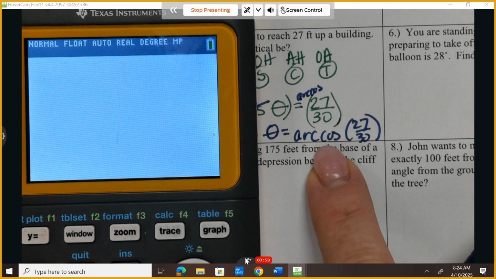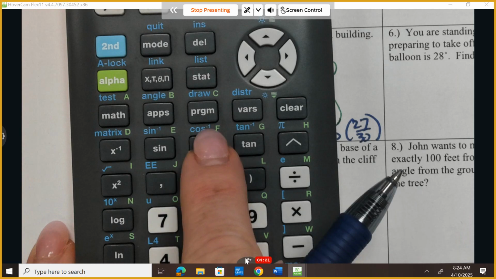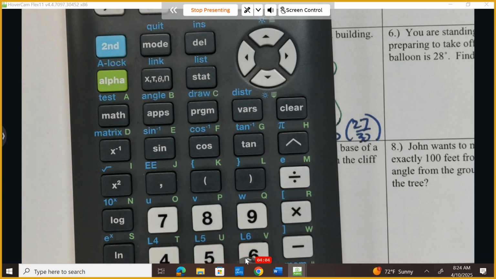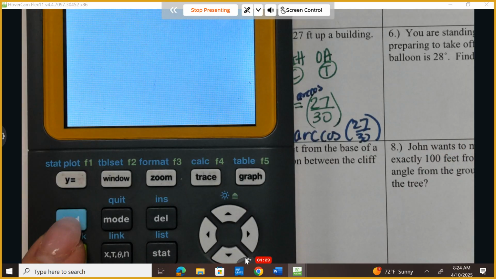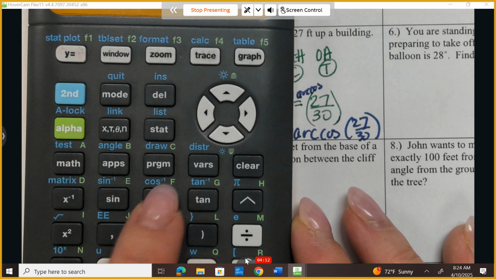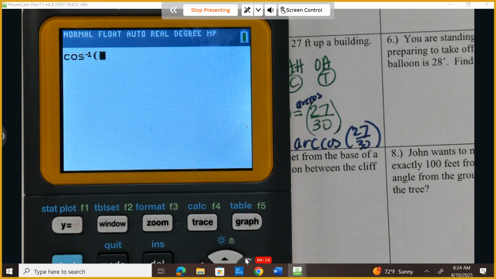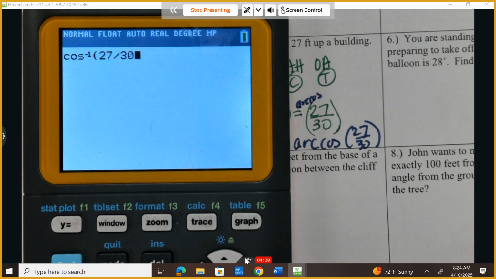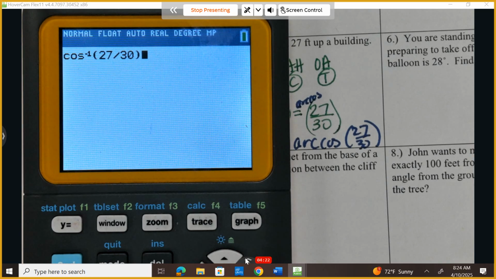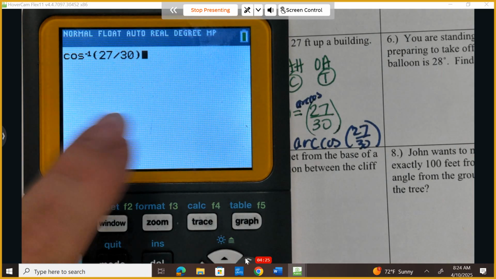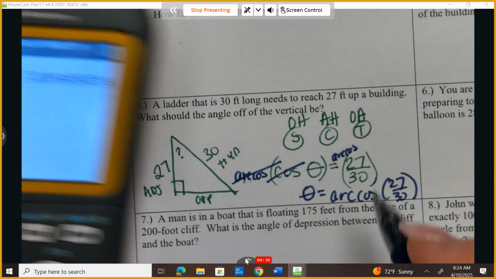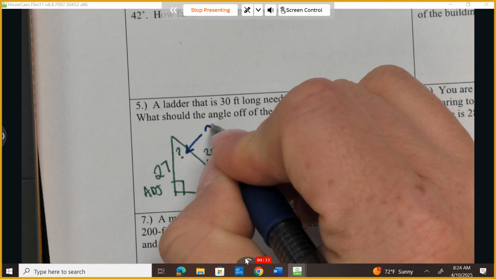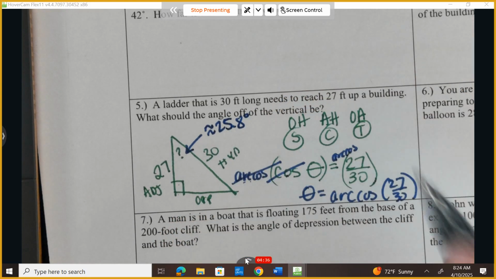Next, how do I plug this in? Well, can everybody see where it says cosine with a little -1? That's another way to write arc cosine. So it's blue. I need to grab that blue. So we're going to hit the blue key and then find the cosine. And it's going to say cosine with that little -1. That means arc cosine or the inverse cosine. Now all I do is plug in the ratio that I have, and I press enter, and this is going to represent that angle. So this angle is approximately 25.8. So this angle right here is approximately 25.8 degrees.